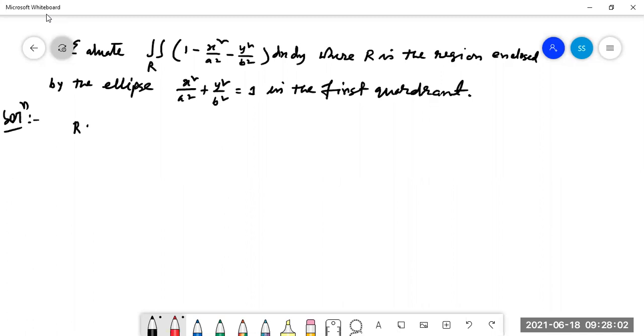So R can be written as R such that x square by a square plus y square by b square is less than or equal to 1, and obviously x greater than or equal to 0 and y greater than or equal to 0, as it is given the first quadrant. So x greater than or equal to 0, y greater than or equal to 0, isn't it?